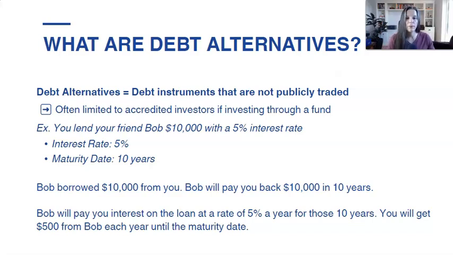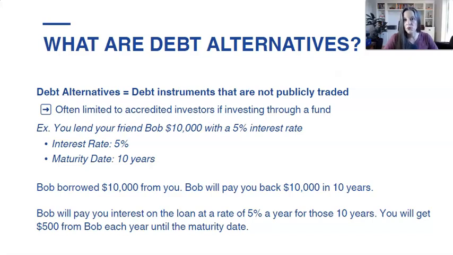So let's say you lend your friend Bob $10,000 with a 5% interest rate for 10 years. Bob's basically borrowed $10,000 from you. Bob's going to, hopefully, pay you that money back in 10 years. But in exchange for lending Bob that money, he's going to pay you 5% interest every year. So you're getting $500 from Bob every year.